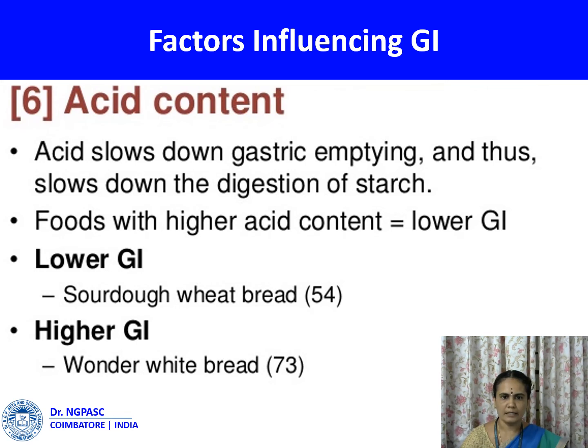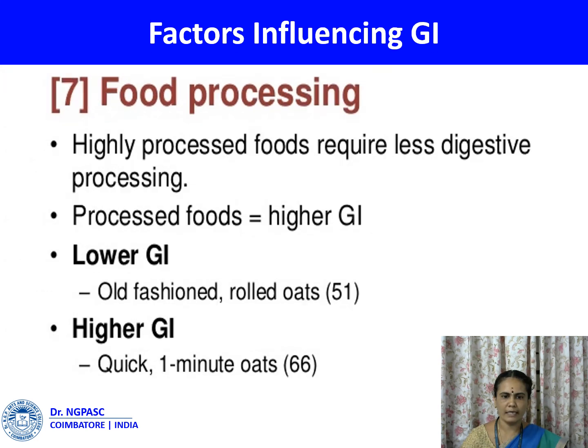And the next factor is acid content. Acid content slows down the gastric emptying and thus slows down the digestion of starch. So foods with higher acid content also have a lower glycemic index. Here I give an example: sourdough wheat bread has a lower glycemic index and Wonder White bread has a higher glycemic index.